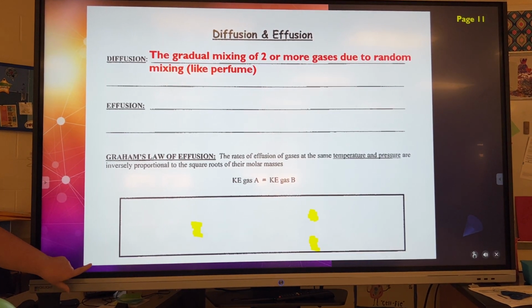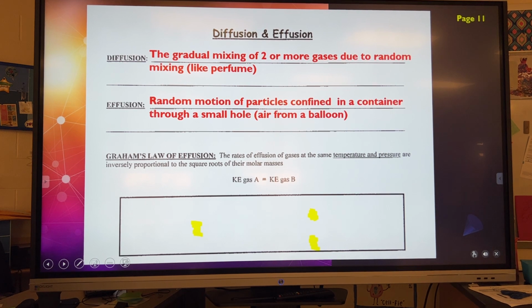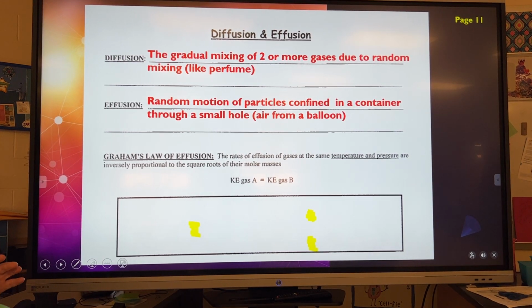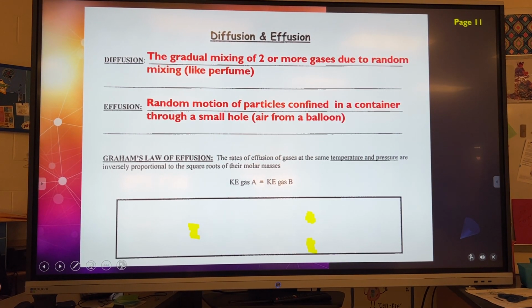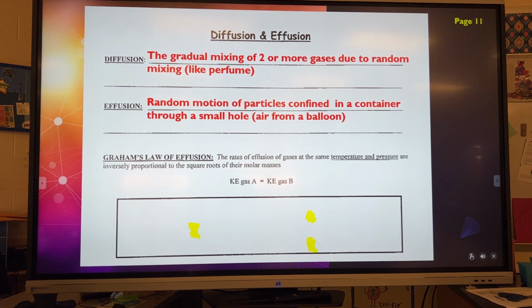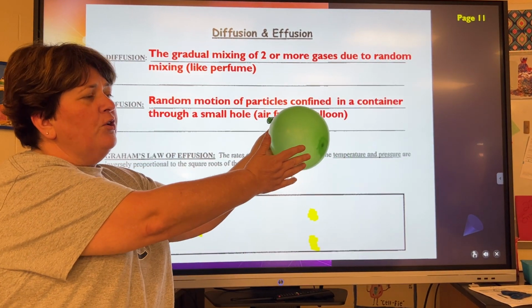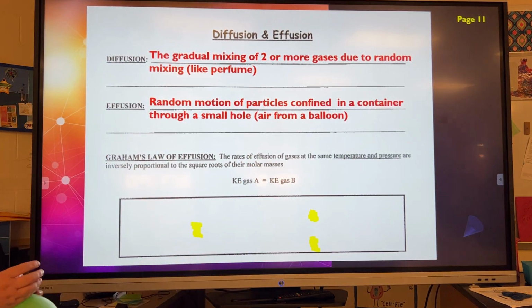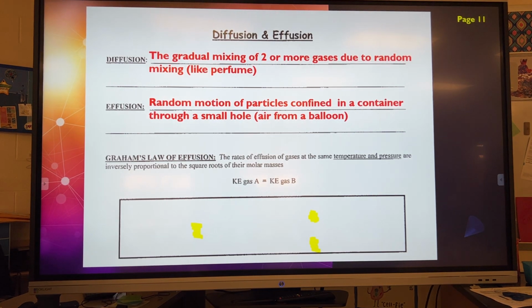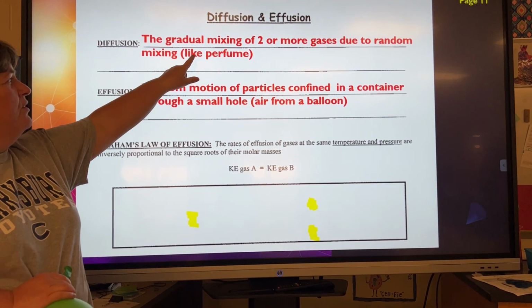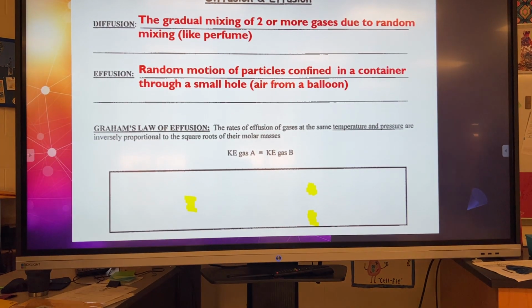Okay? If you've ever had a balloon and you know that there's a little hole in that balloon, effusion is the random motion of particles confined in a container when they go through a small hole. So when you're getting air coming through a hole in your balloon, that's effusion. Okay, so for myself, I always put the perfume in the balloon so I know.